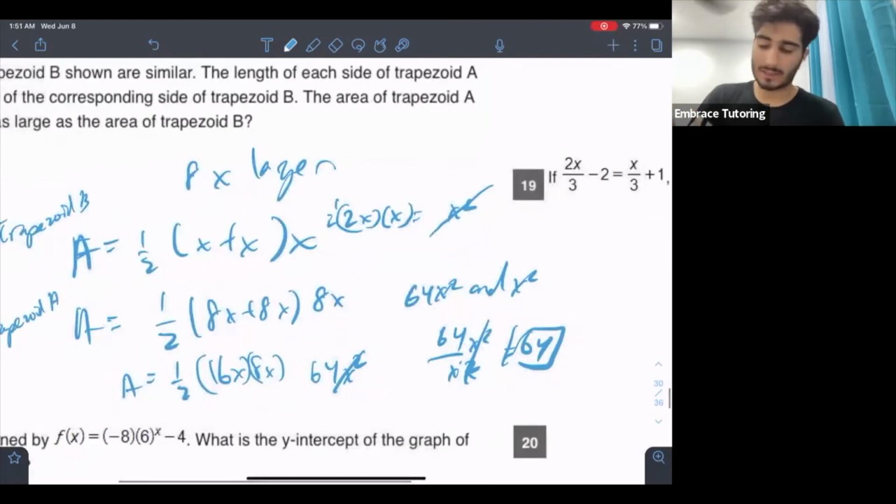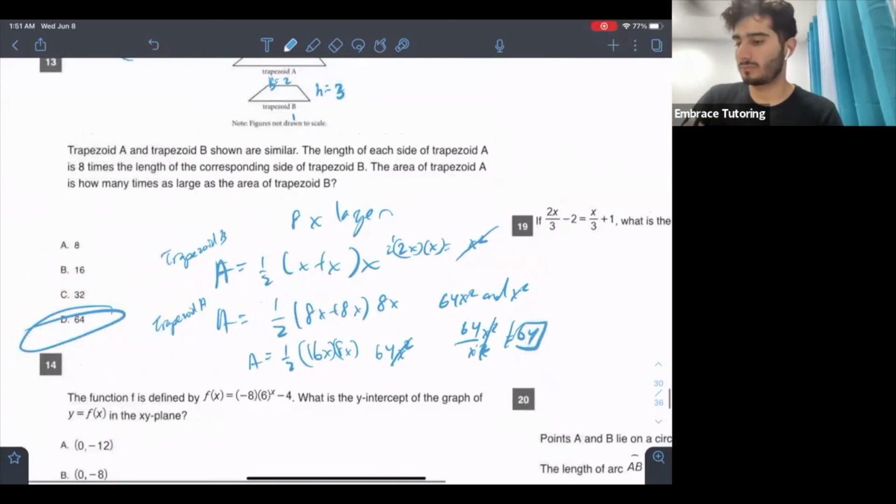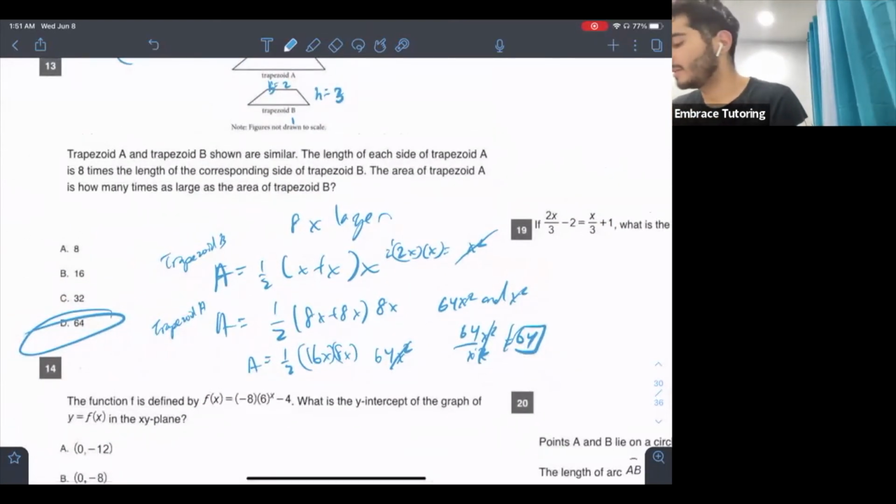You would do 1/2 times 8x plus 8x times the height, which is 8x, because everything is multiplied by 8. So then you get 16x times 8x times 1/2. And then you simplify everything and you get 64x squared compared to the x squared. Divide the x squared out, and you get 64 as the times as large, which is choice D.